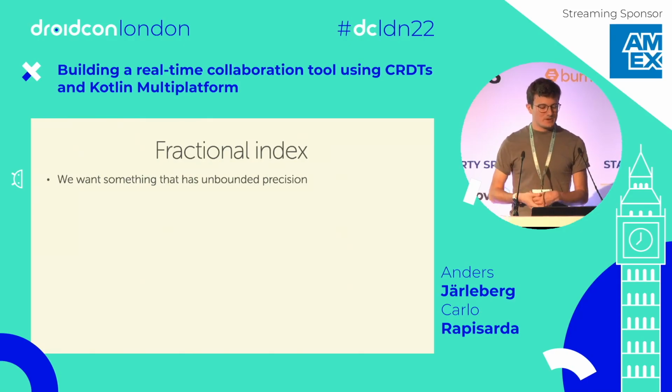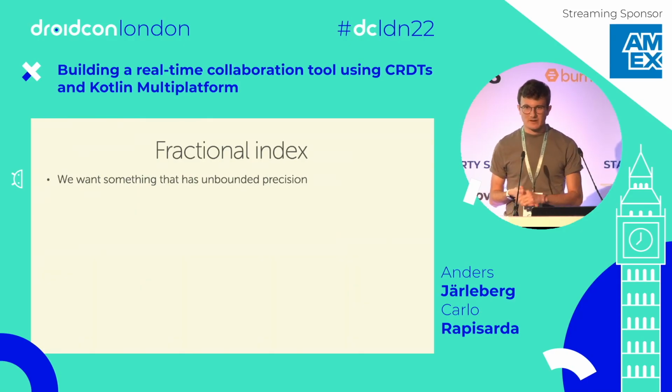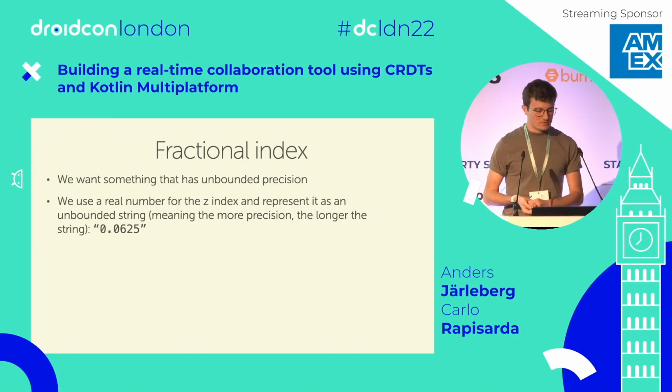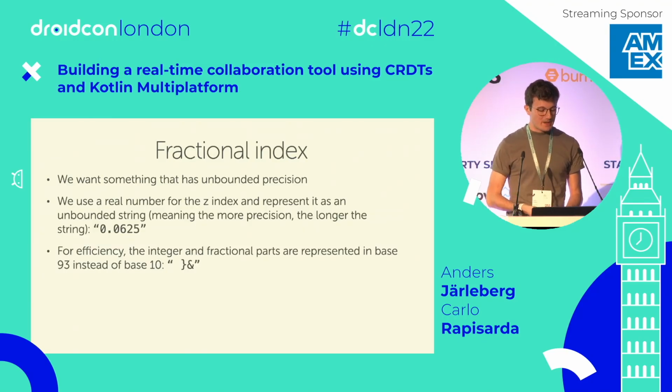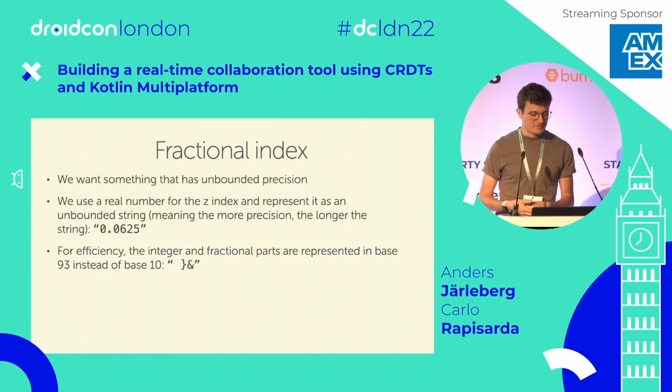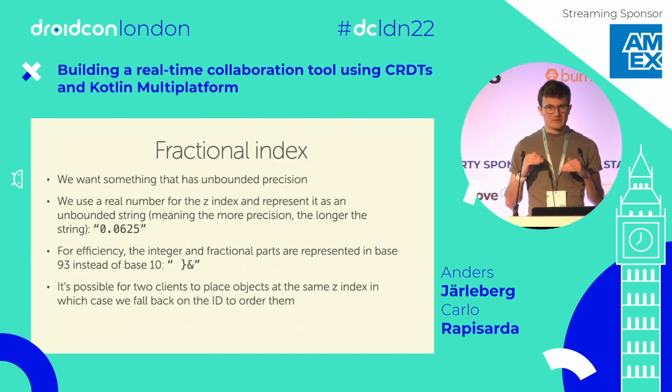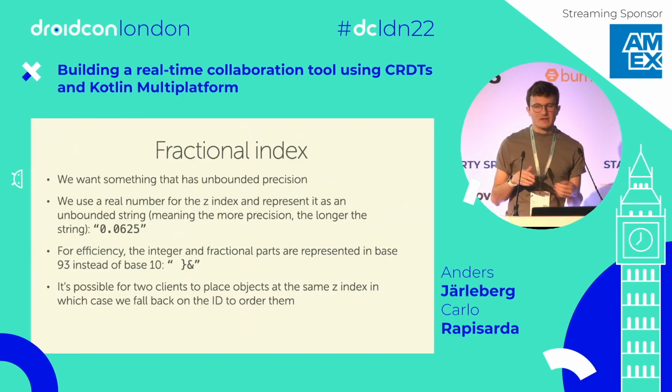So we ended up using something called fractional index, inspired by Figma. And it works a little bit like Java's BigDecimal. It's still a real number, but it's stored as a string. And here, more precision simply means that the string will be longer. For efficiency, we store it in base 63. It's still possible for two objects to end up with the same Z index, but in that case, we fall back on the objects' identifiers. Because the important thing is that the behavior is consistent across all clients.